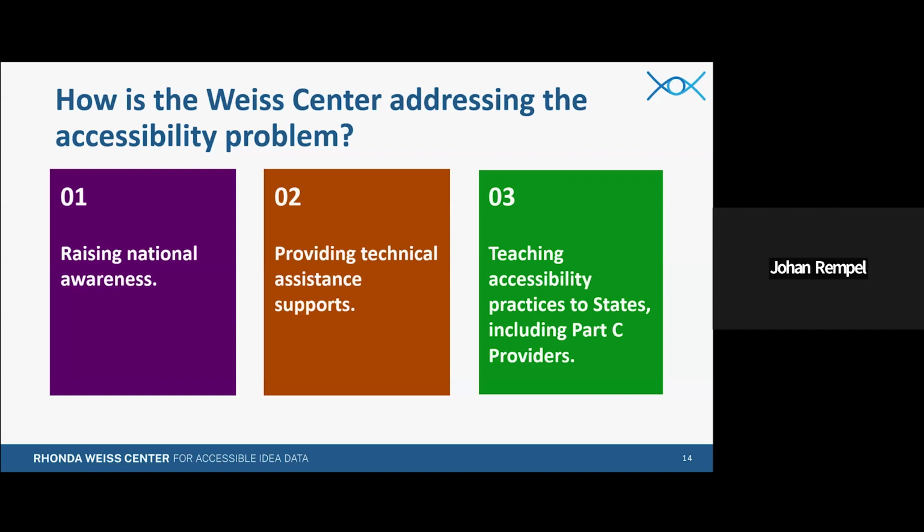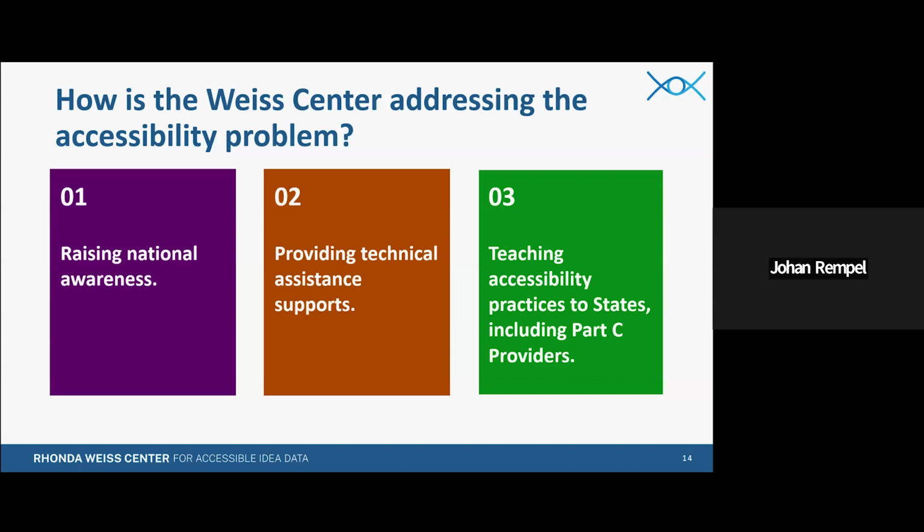And then secondly, we also provide technical assistance supports. So this can take place at 3 levels: intensive technical assistance, also known as intensive TA. So we work with states and Part C providers, and we empower them to increase the accessibility of their digital assets. These include, but certainly are not limited to, creating more accessible documents in formats such as Word, PowerPoint, Excel, and PDF, and increasing the accessibility of websites as well.